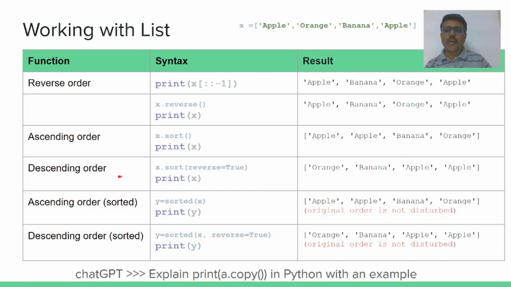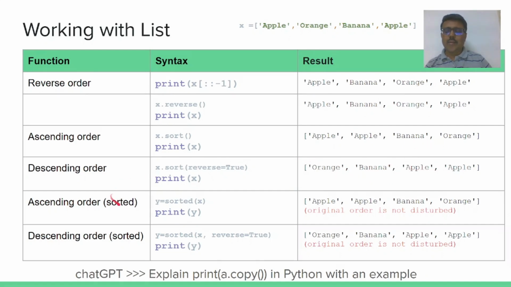And if you want to put a descending order, when it is sort, by default it is ascending. But if you just say reverse equal to true, it will put it in the descending order. That's what you need to remember. Okay, inside the sort, reverse equal to true. Okay, reverse equal to false, if you write it explicitly, also fine. Or if you don't mention anything, also it is understood that it is ascending order. Okay, now since you are putting equal to true, then it is descending order. Okay, so you can just see it in orange, banana, apple, apple.